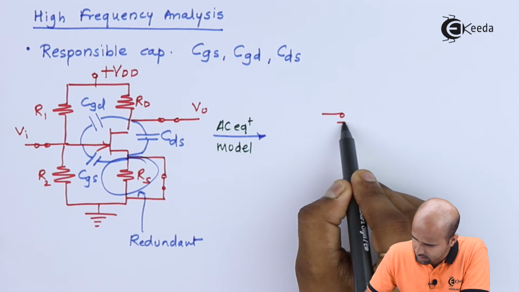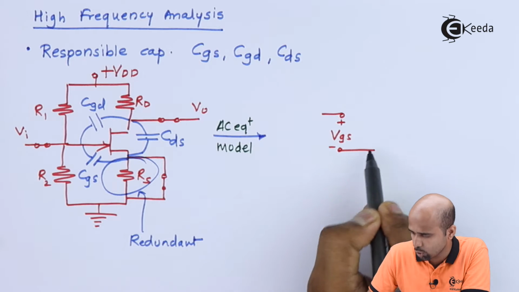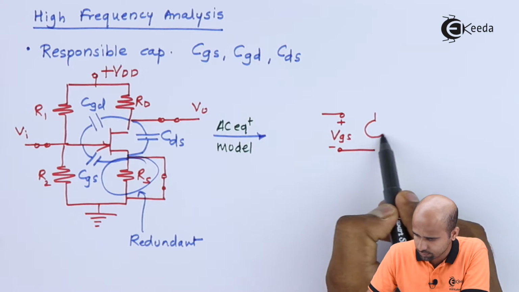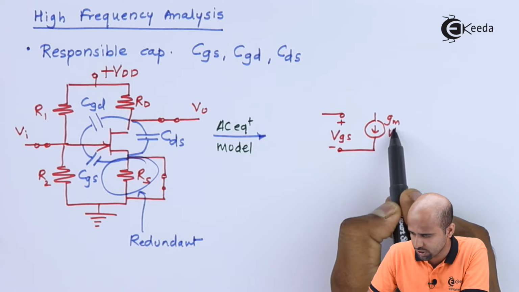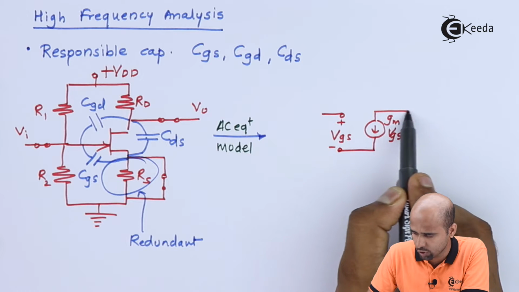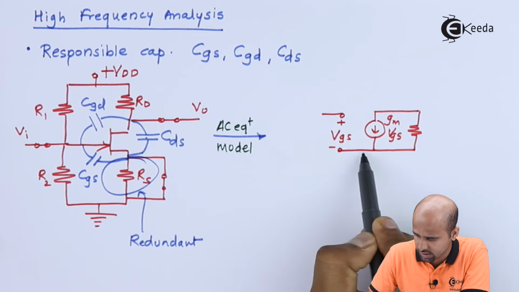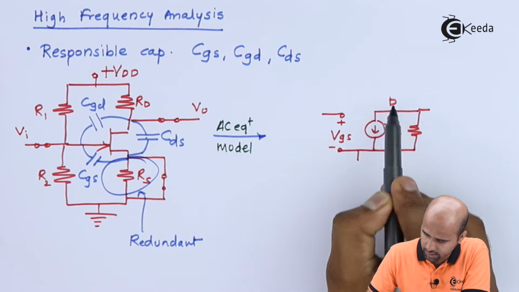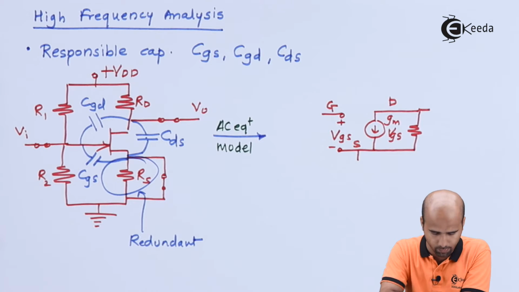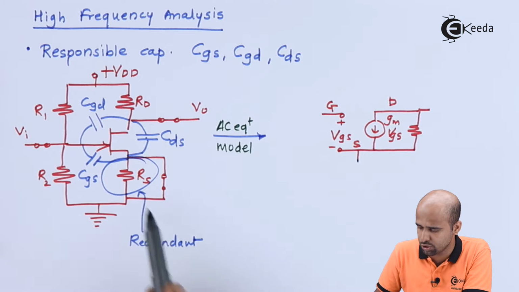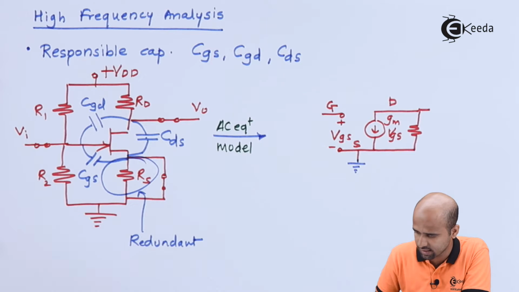As far as FET is concerned, the AC equivalent model of FET is: input is with open circuit VGS, output is connected to a current source which is dependent on input supply voltage, that is VGS, with dynamic output resistance. Here I can say it's a drain, this is gate and this is source. RS is redundant, so this source is directly connected to ground. I will place this as ground terminal.